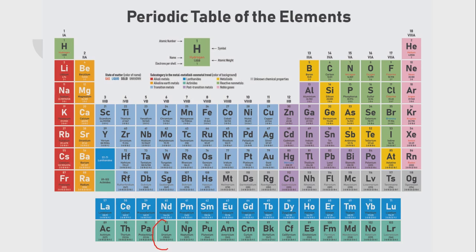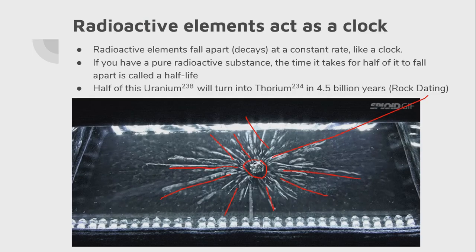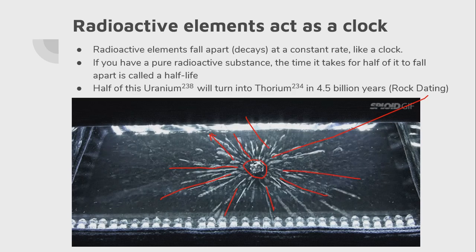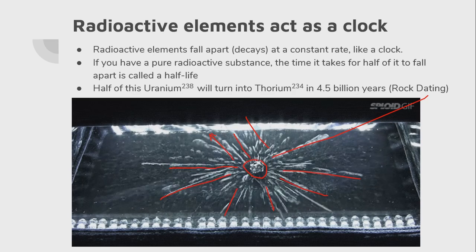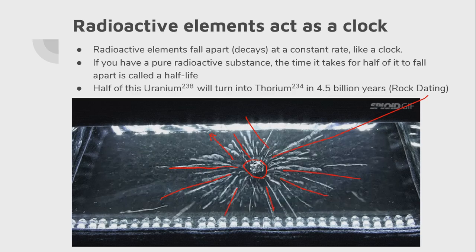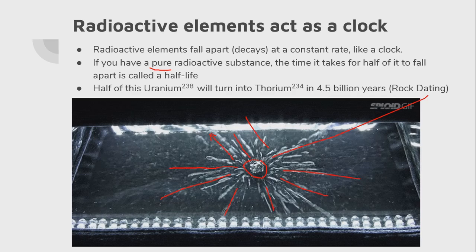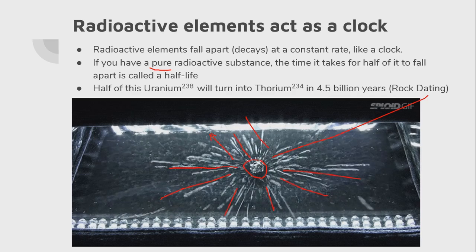Remember, we have this periodic table of elements. So the uranium atoms here, they're losing a chunk of themselves. And as they lose a chunk of themselves, they are turning into another atom. And in this case, it's called thorium. So they're losing, and there you can see the little chunks are flying off.